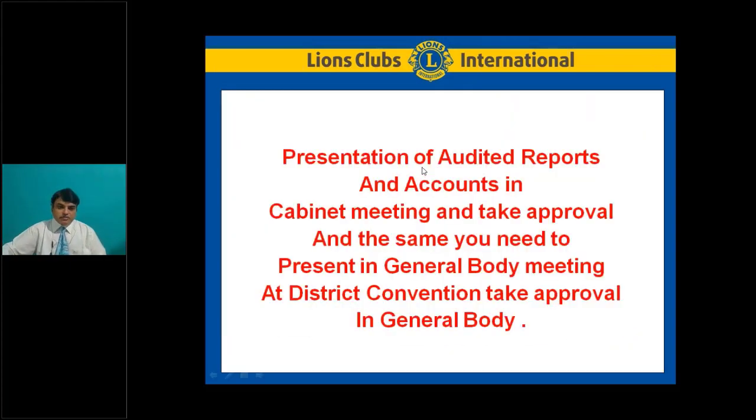And last and final, you need to present audited reports at the end of the Lionistic year in the cabinet meeting and take approval. At the same time, you need to send the audited reports and present them in the general body meeting of the convention. So this is about the district cabinet treasurer's role and responsibilities.